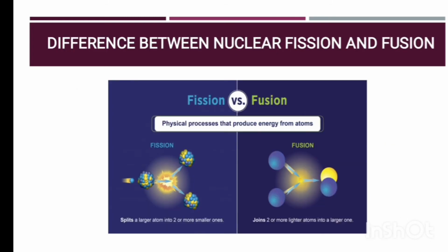From this diagram, we can easily understand the difference between nuclear fission and nuclear fusion. Here, nuclear fission is the splitting of a larger atom into 2 or more smaller ones. And in fusion, there is a joining or combining of 2 or more lighter atoms into a larger one.